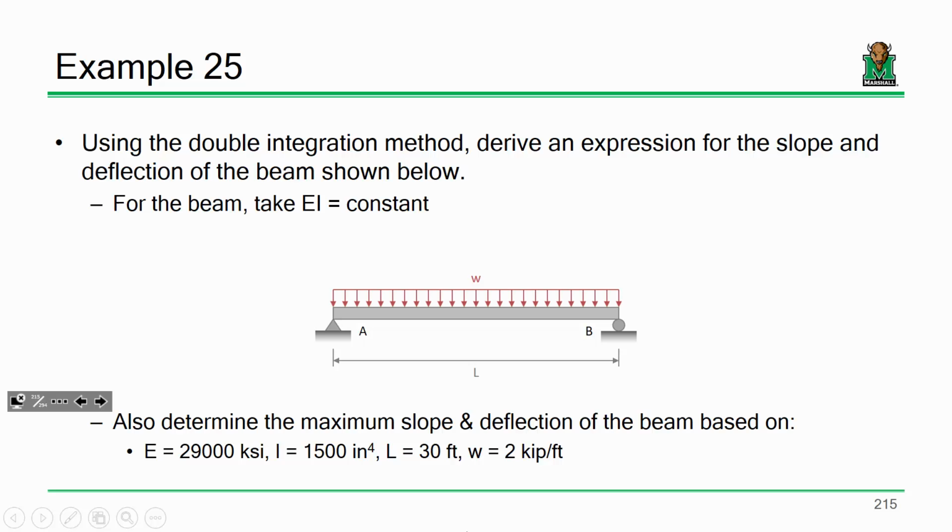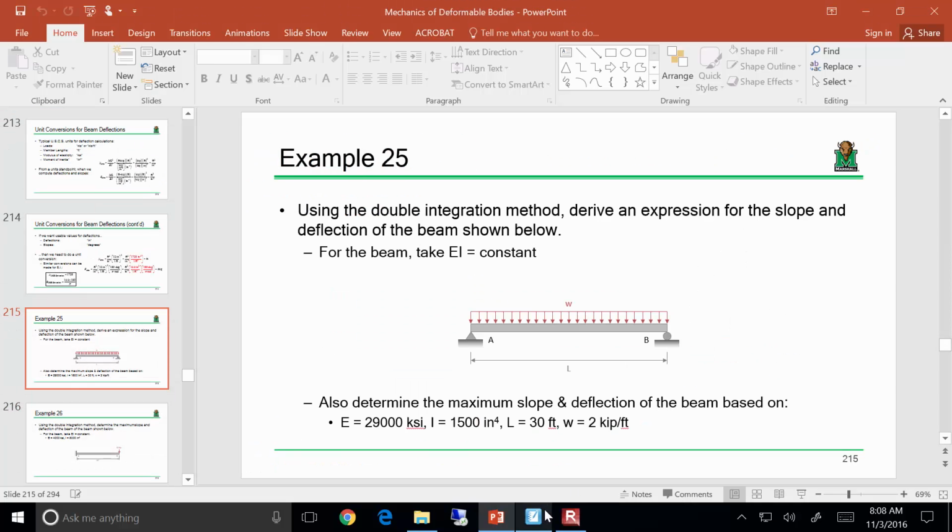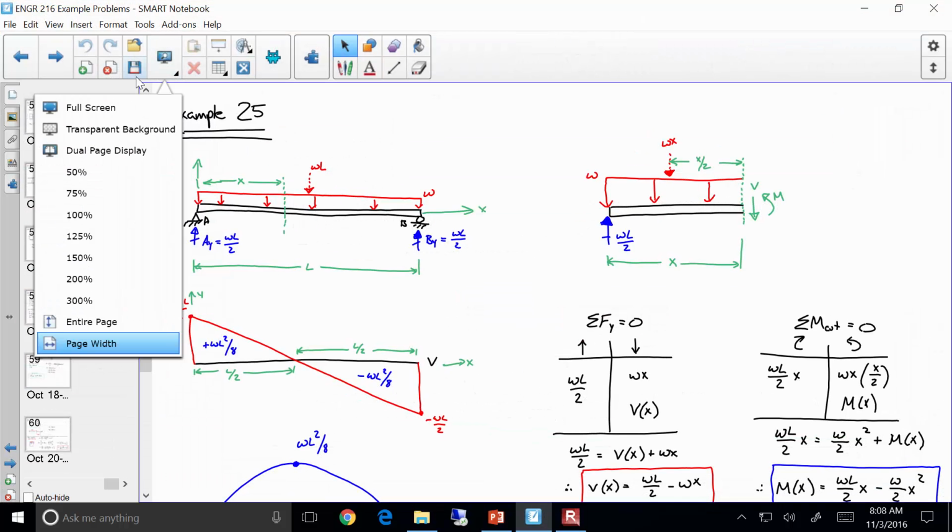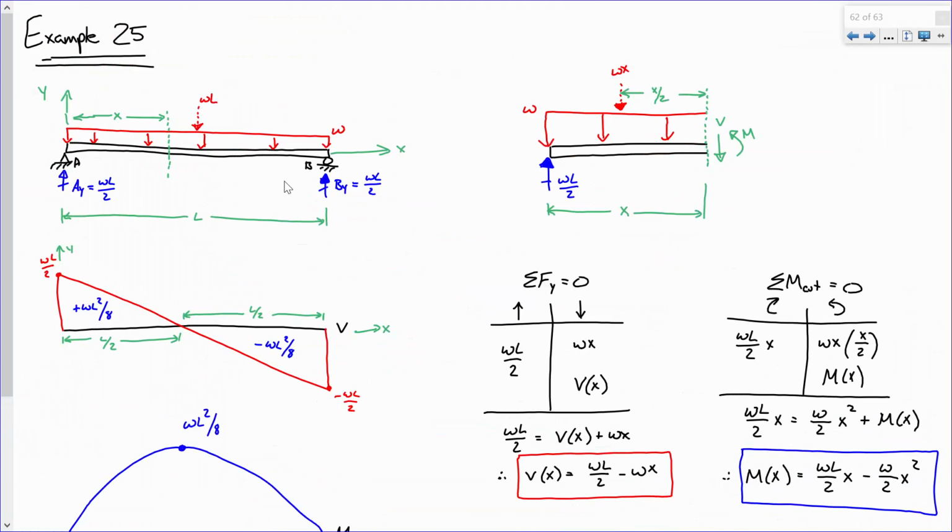So let me pull up the work pad, and let's see what we remember. The first thing that we did is we looked at the beam. So here's the beam. We have our x-axis and y-axis. Notice how we've got that drawn. We have a distributed load, W, acting over the entire length of the beam. So my reactions are WL over 2 and WL over 2.